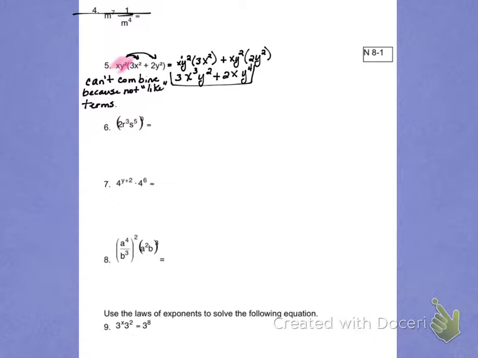Okay. Now let's look at this. We've got everything in here raised to the 0 power. Remember, anything to the 0 power, no matter what's inside those parentheses, is 1. You don't even have to think about it. That's your answer.